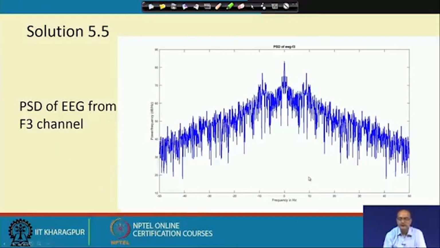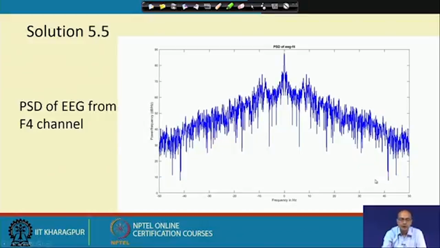So, let us proceed. First, we are showing the PSD of the EEG signal of channel F3. We get that DC has the peak, then there is another peak around 10. Go for the second signal F4, again the same nature is there: the maximum energy is at the DC and there are peaks around 10.